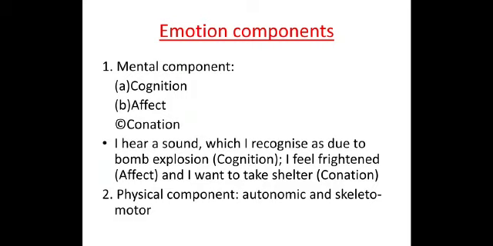So to understand, we have what is called emotion, which involves a mental and a physical component. In the mental component, we have cognition, which we try to find out as the cause, the effect, and the desire. So the components of the mental part are cognition, affect, and conation.